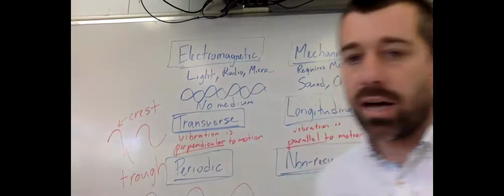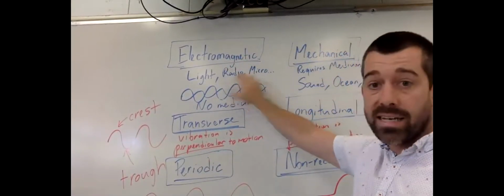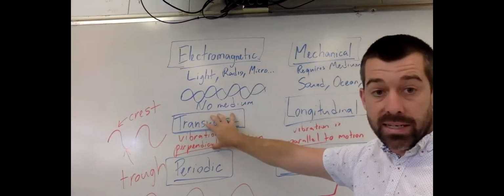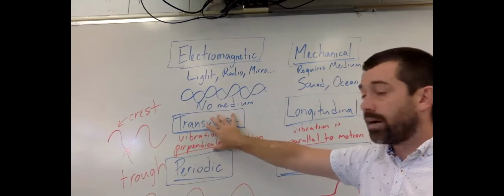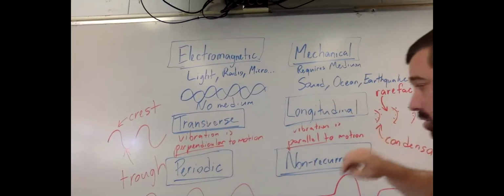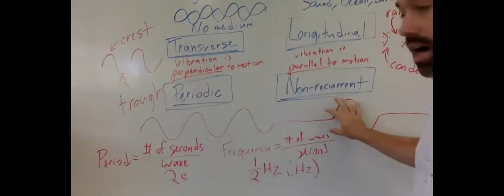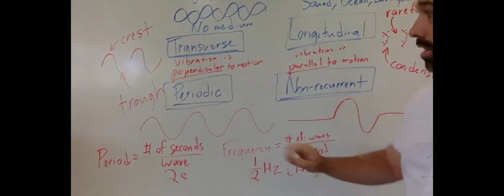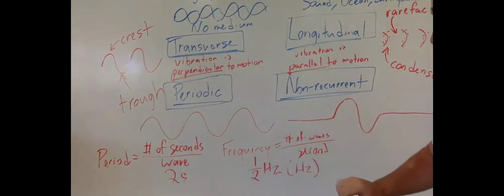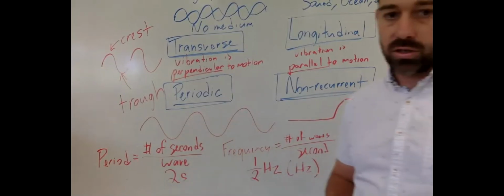The very last thing we're going to do, so before I actually talk about this, let's do a quick review. So we've got electromagnetic waves versus mechanical waves. No medium, medium, all right? Transverse waves, you have perpendicular motion and vibration. Longitudinal, you have parallel vibration and motion. Periodic waves keep happening again and again. Non-recurrent waves just happen once. Period is number of seconds per wave. Frequency is waves per second. They're just inverse of each other if you want to solve for that.